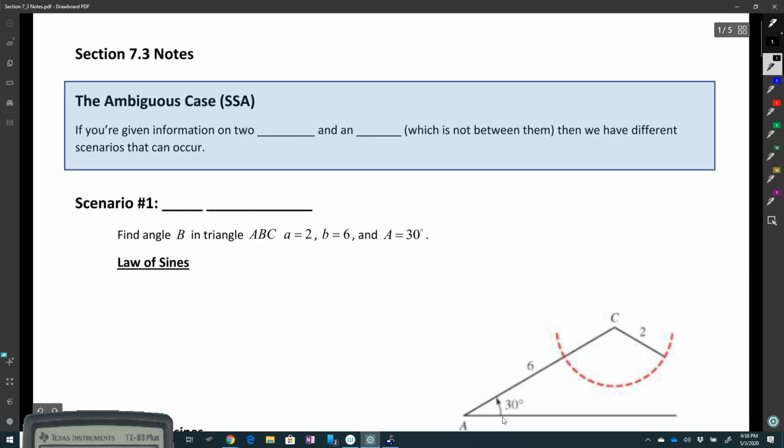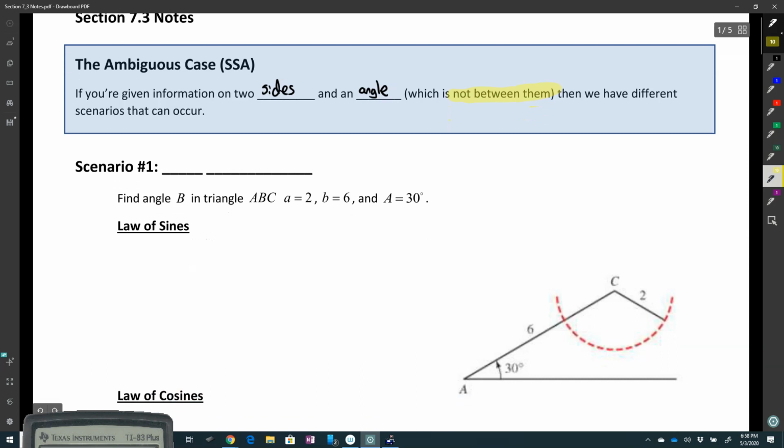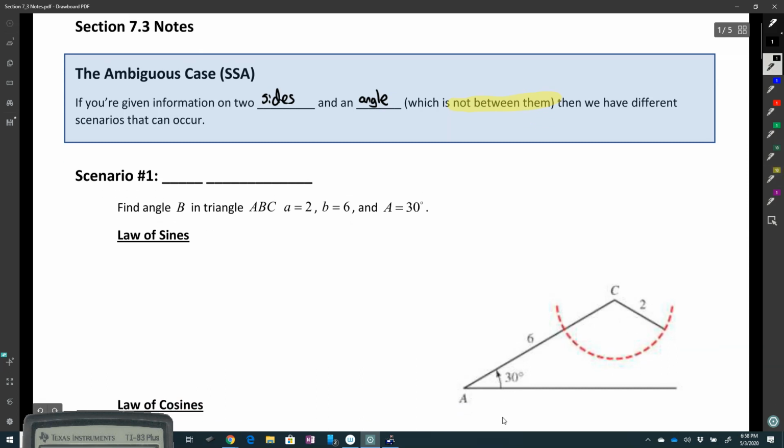So if you're given two sides and an angle which is not between them, then we have different scenarios that can happen. So the first scenario, let me show you what we're talking about.